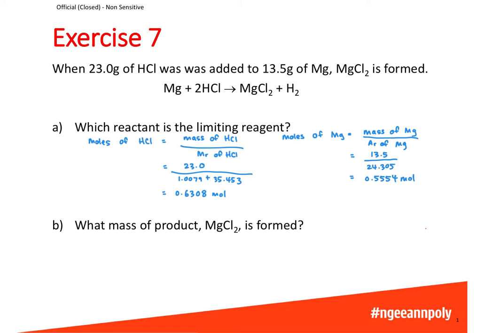Now let's take a look at the stoichiometric ratio. From the chemical equation, we can see that 1 mole of magnesium reacts with 2 moles of HCl. So the stoichiometric ratio is 1:2.